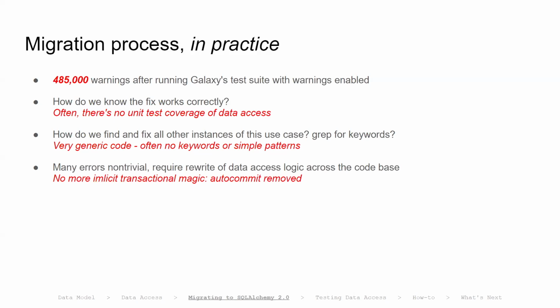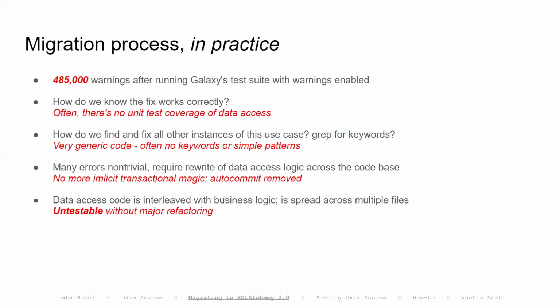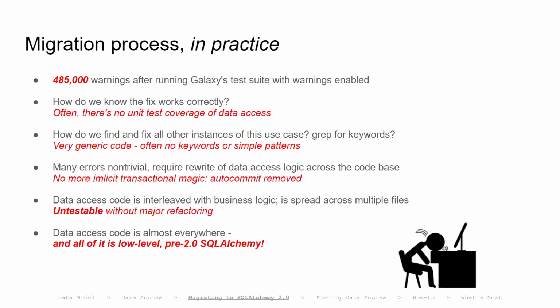They require a rewrite of data access across Galaxy's code base. Removing auto commit took months to fix. Data access code is, of course, interleaved with business logic. It is spread across multiple methods and multiple files. I don't want to even go into the cognitive load, but it's completely untestable without major refactoring. And finally, data access code is everywhere, and it's all pre-2.0, low-level SQL Alchemy.